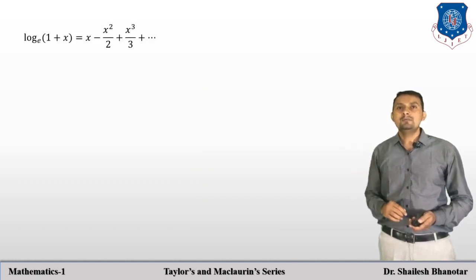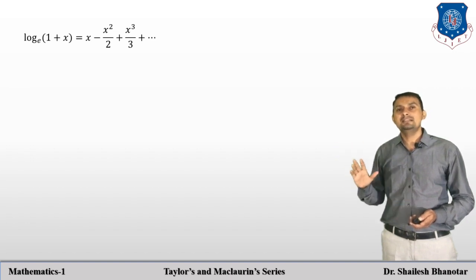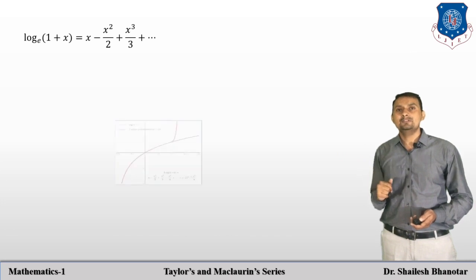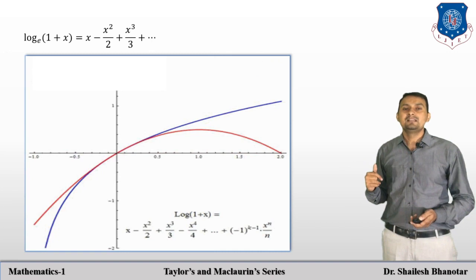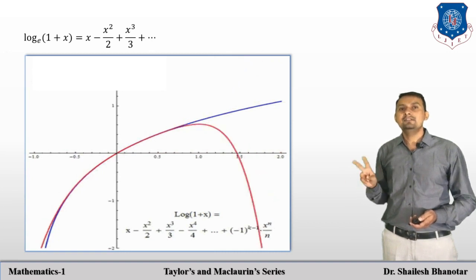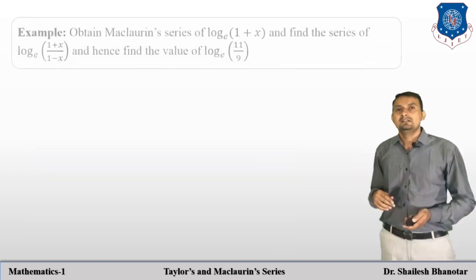This is the log of 1 plus x, x minus x squared by 2 plus x cubed by 3 plus and so on. Also you can derive this expression based on the Maclaurin series expansion. So this is the graph. Here you can see first x, then first 2 terms, then first 3 terms. So the graph looks like that.